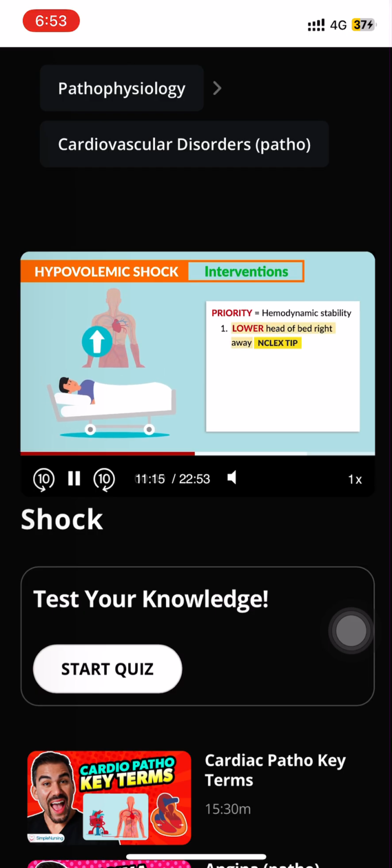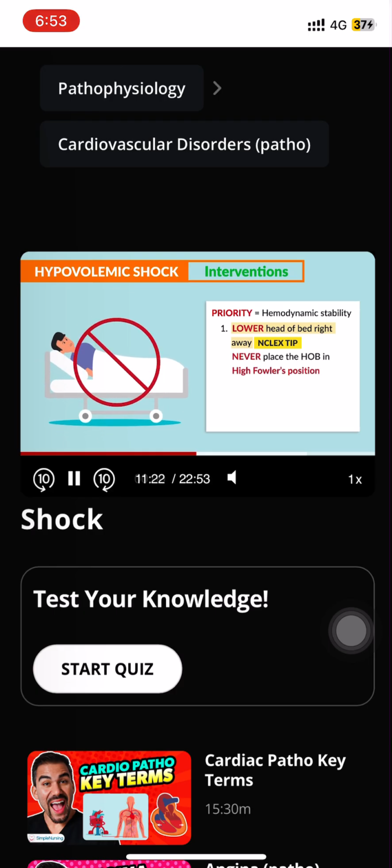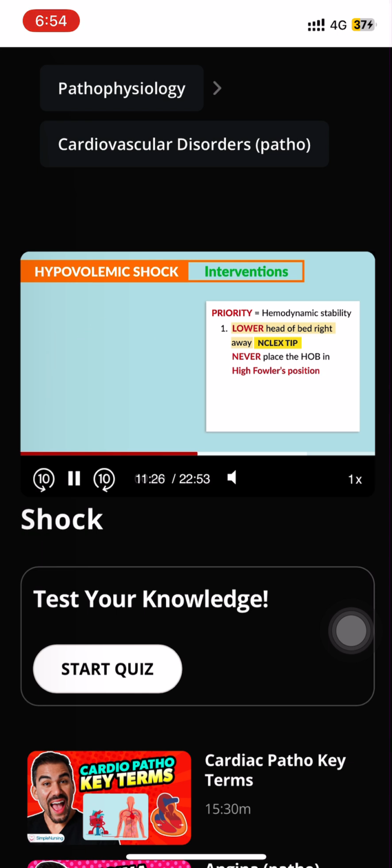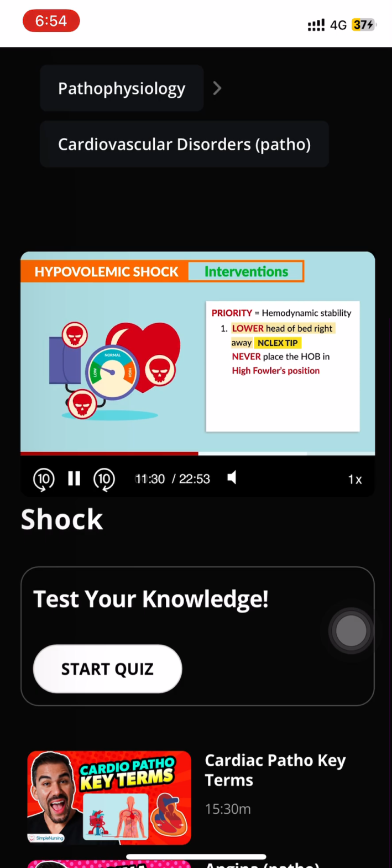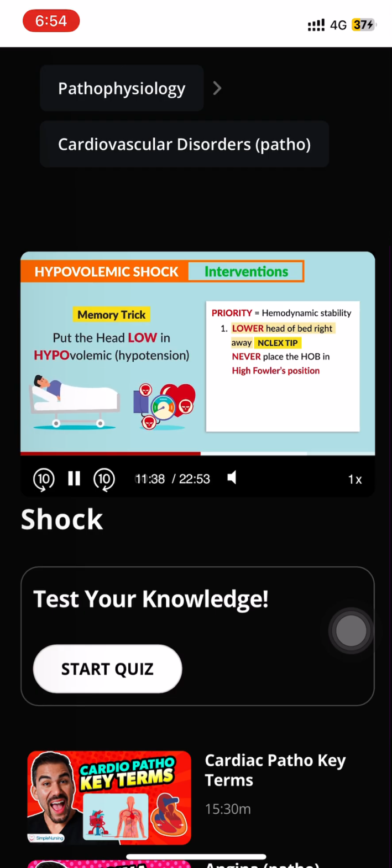We do this to bring blood flow back to the brain and the core of the body. So never place the head of the bed in high Fowler's position or place the head of the bed up. Don't let the NCLEX trick you here. This will worsen the low blood pressure and cause even worse hypotension, dropping the blood pressure even more.